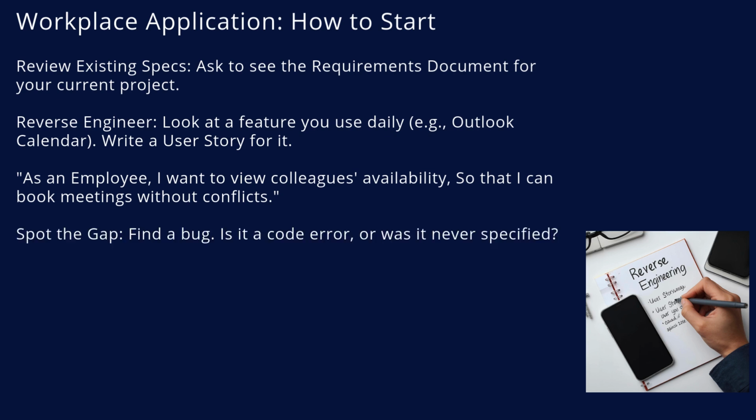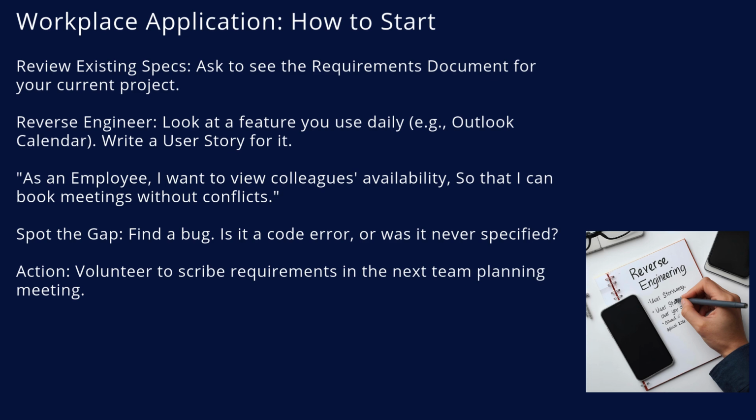Finally, look for bugs. Often, a bug is actually just a missing specification. The developer didn't know how to handle a specific error because nobody specified it. Your action: volunteer to take notes or scribe requirements in your next team planning meeting. Get close to the blueprint.